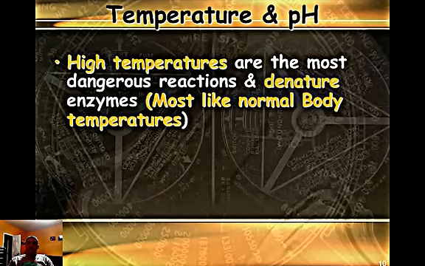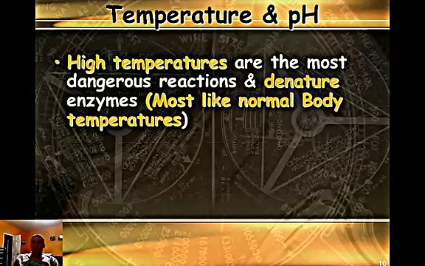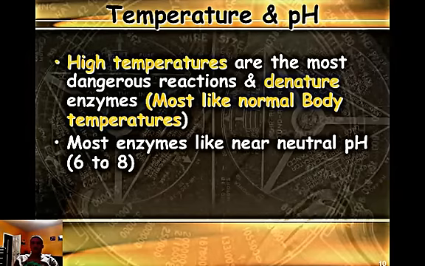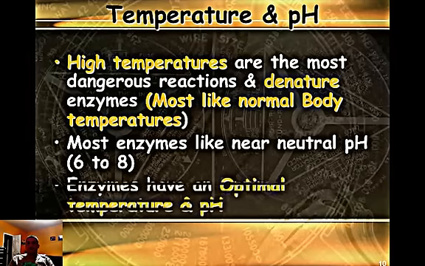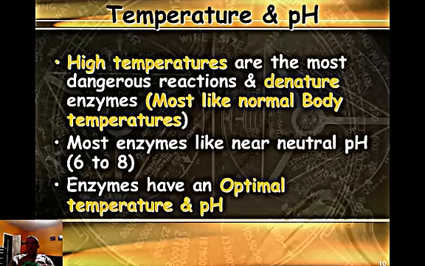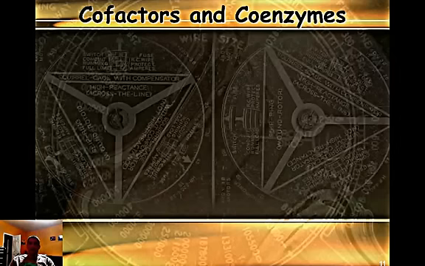So high temperatures are the most dangerous types of reactions because they denature enzymes. Most enzymes like to be active at 98.6 degrees, or your normal body temperature. So the reason you get a fever is because your body is trying to denature or disrupt the enzymes that are in those bacteria that are making you sick. Most enzymes like to be around 6 to 8 on the pH scale. And all enzymes have an optimal temperature and optimal pH. They vary widely, but all have a very, very specific temperature which they like to act at.